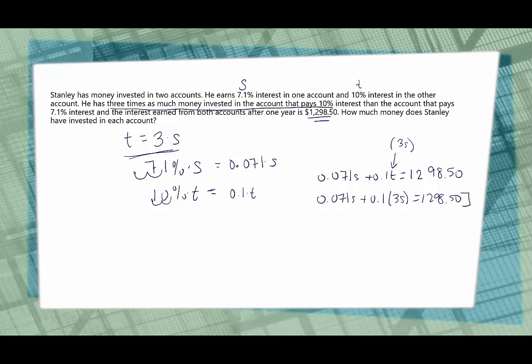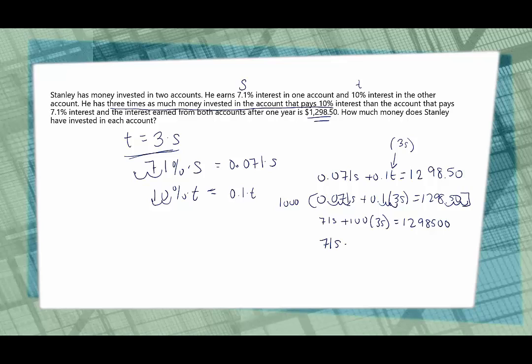How are we going to get rid of these decimals? Where's the least place in any of the decimals? Right there, that 1 is in the thousandths place. So we need to multiply every term by 1,000. What that's going to do is move the decimal point 3 places to the right: 1, 2, 3, giving me 71S. Plus, I move it over 3 times, 1, 2, 3, 100 times 3S, and 1, 2, 3, 1,298,500.